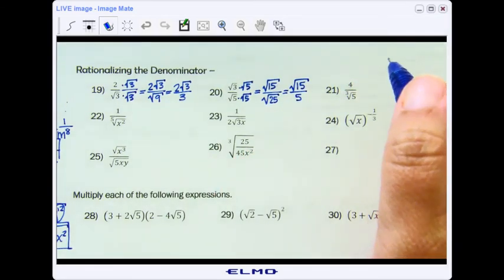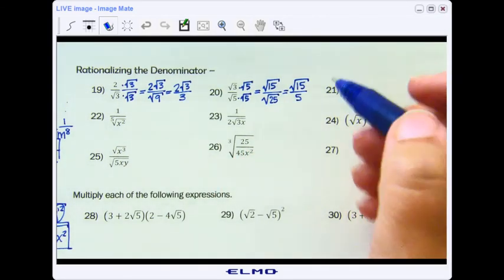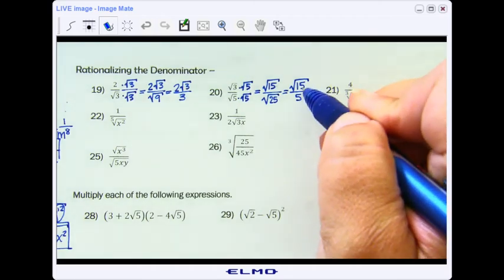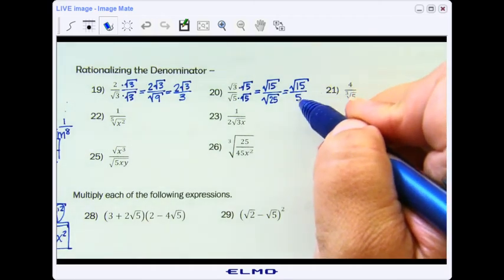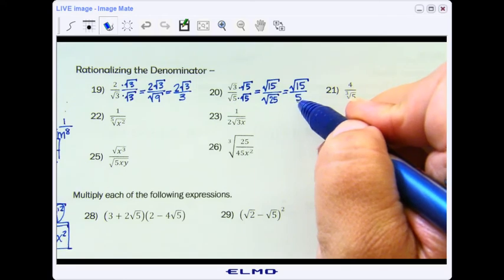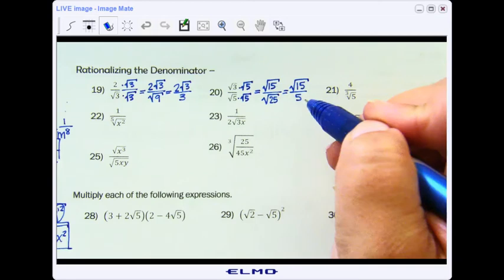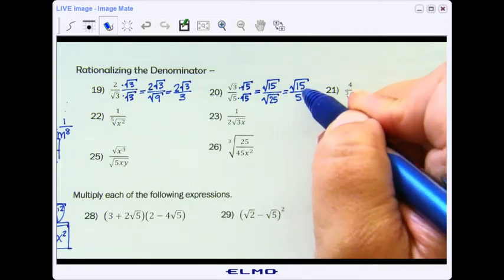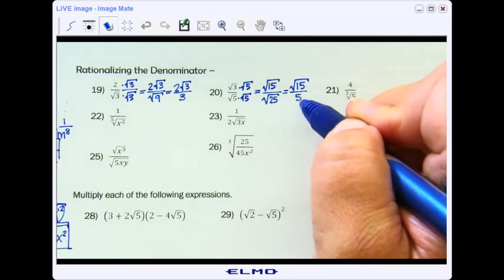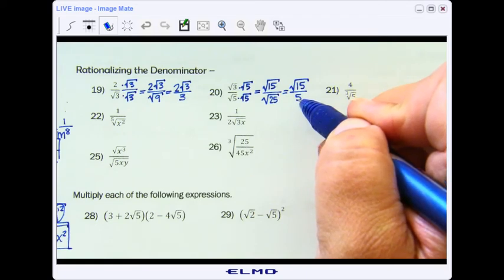Be careful. A very common mistake is that students try to reduce the 15 inside of the radical by the 5 in the denominator. You can't reduce into a radical when you are reducing a fraction. The only way I would be allowed to reduce the 15 is if my 5 were also inside a square root.